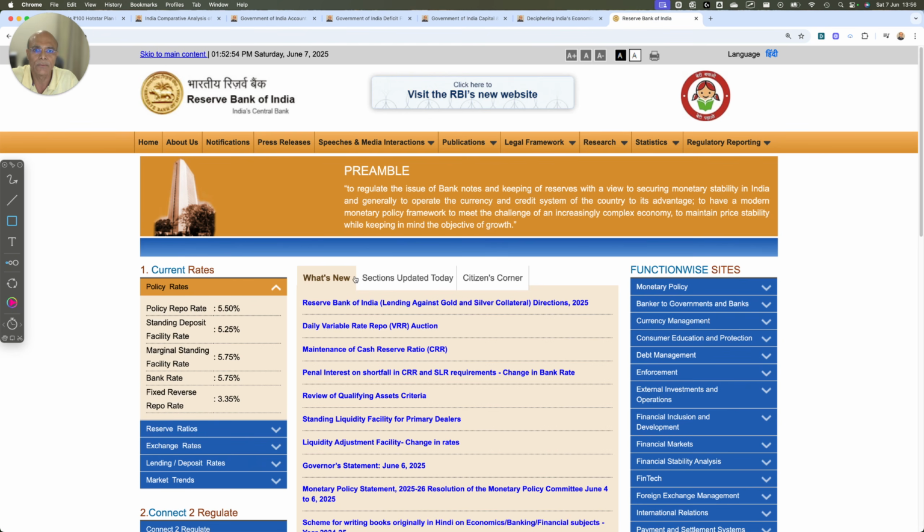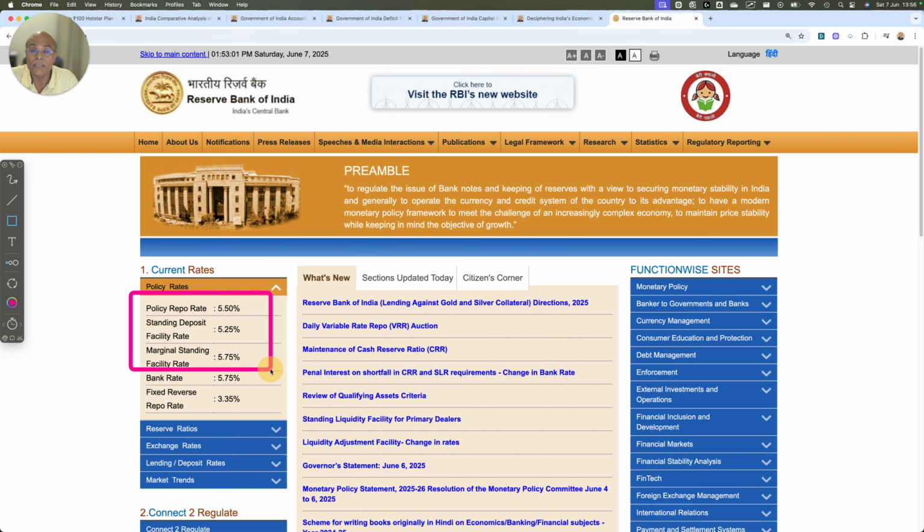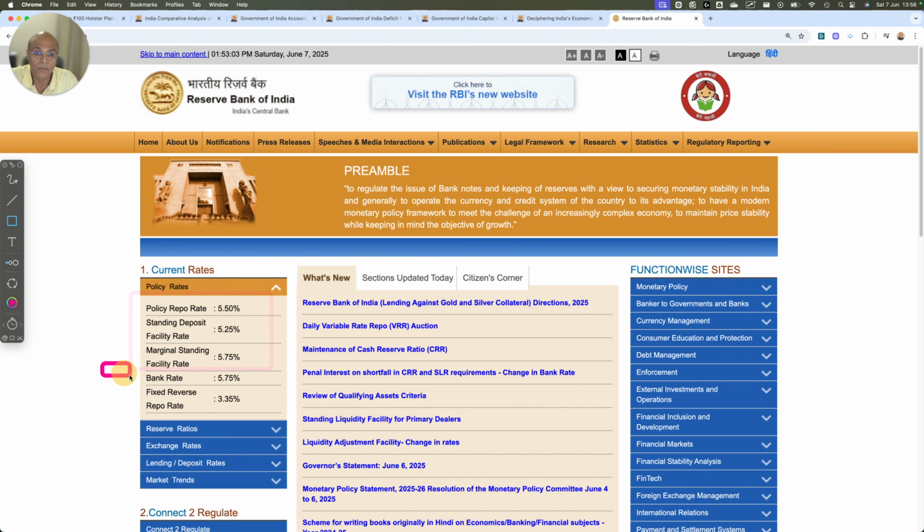Before I take you through the presentation, I would like to explain what this rate cut is all about. For that, I'm going to go to RBI's website, where there is a tab called current rates. Under this tab, you can see three rates which I'm going to focus on. I'm not going to talk about the bank rate and the fixed reverse repo rate because those are not important for this discussion. They do have a lot of importance, but I don't want to spend time on these two.